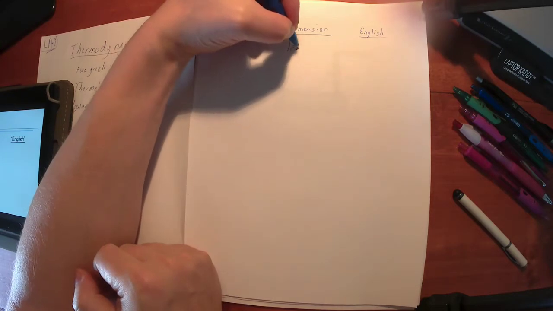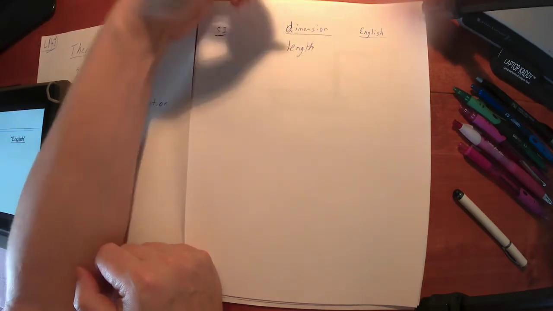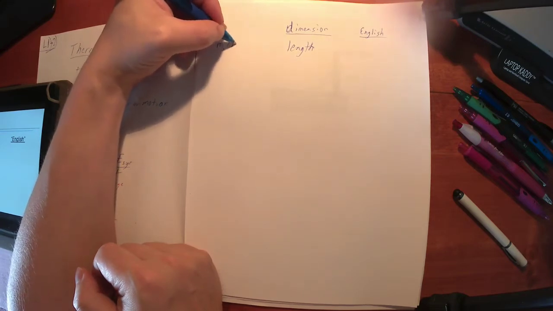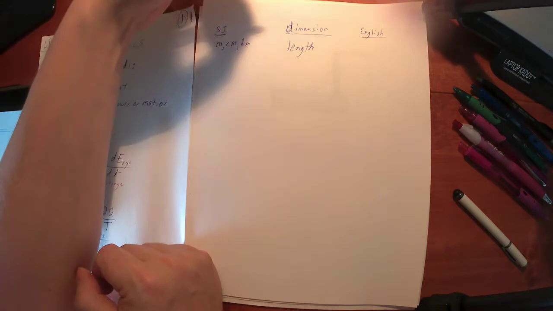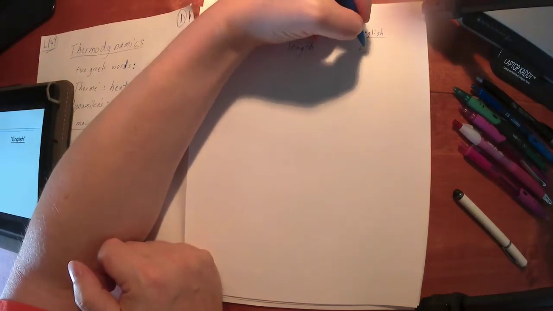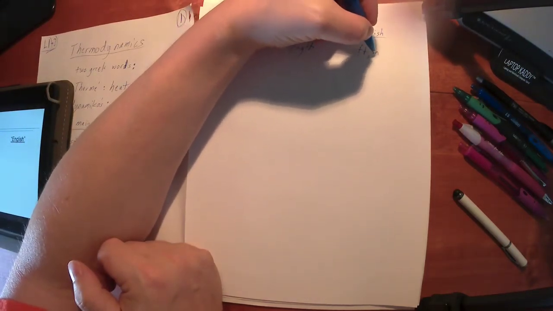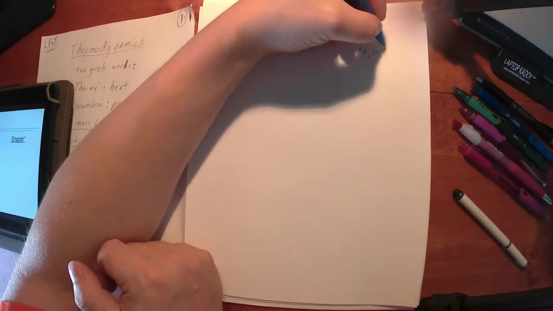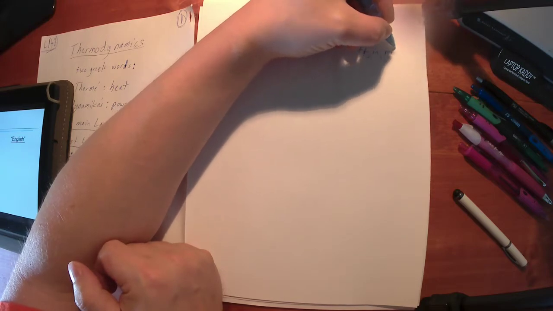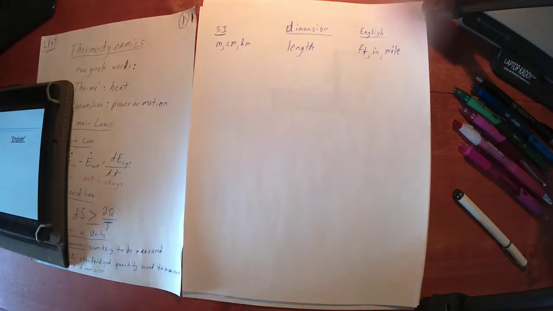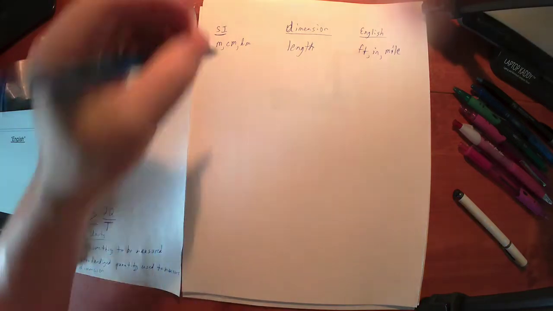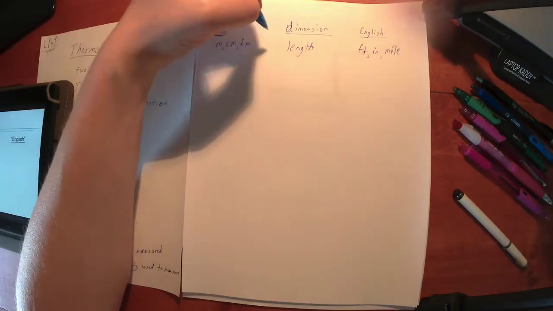So dimension, we've mentioned the dimension being length. The SI base unit, of course, is the meter, but you might also have centimeters or kilometers. In the English units, we will use feet, inches, so 12 inches in a foot. Occasionally we'll use a mile, 5,280 feet in a mile, and I don't expect you to remember that. I always have to look that up until probably the last 10 years or so. So if length is our dimension, these are some units.